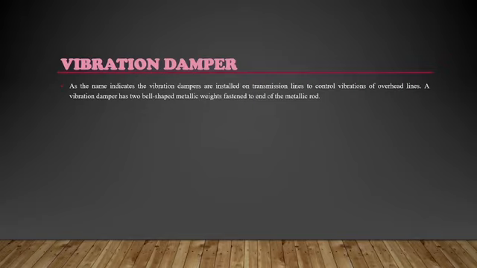Next component is vibration dampers. As the name indicates, vibration dampers are installed on transmission lines to control vibration of the overhead line. A vibration damper has two bell-shaped metallic weights fastened to the ends of a metallic rod.